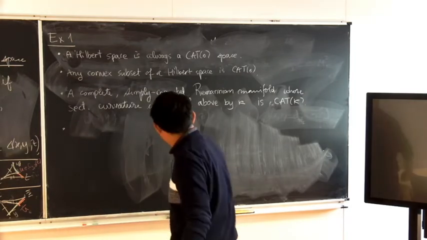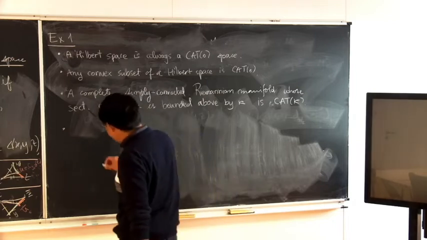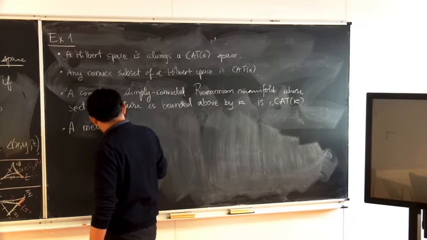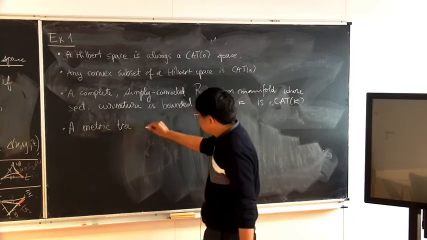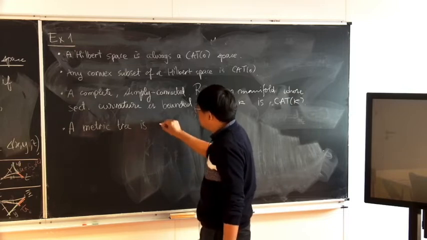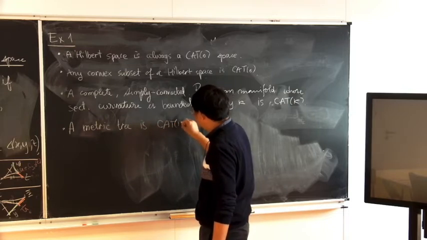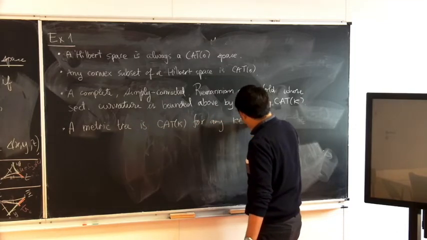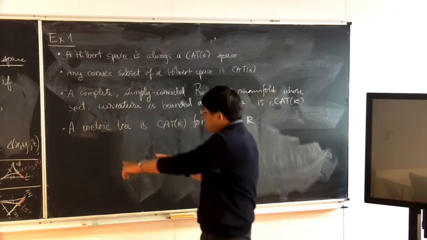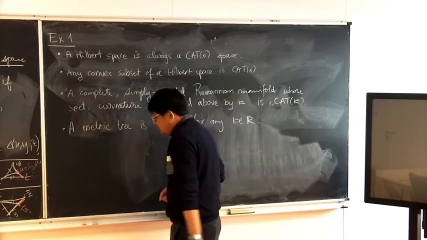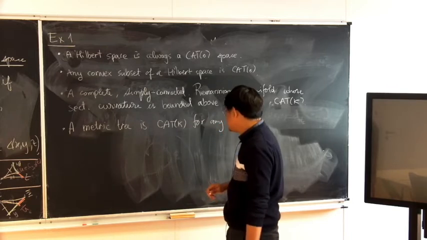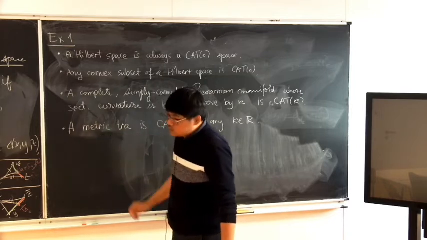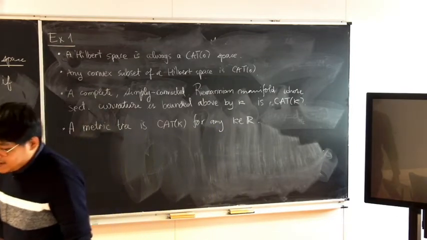What else do we know? A metric tree is CAT kappa for any kappa. A metric tree is a very useful one, actually, because it has great many applications. It can be used to explain several data types.